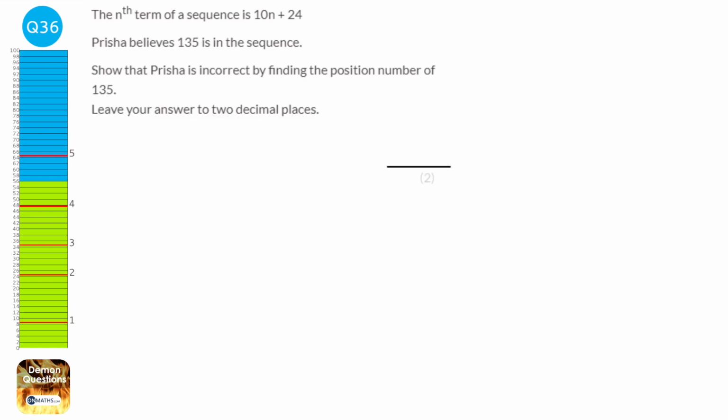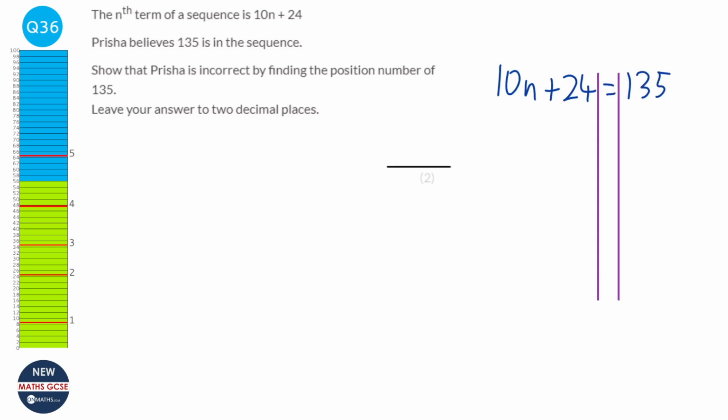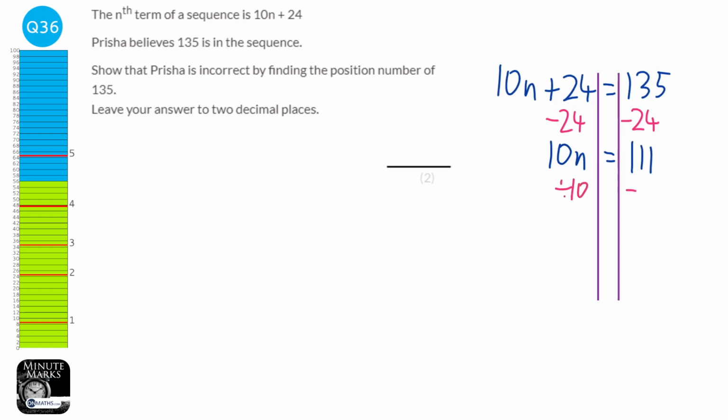To see if a number's in a sequence, we get the nth term and we set it equal to the number we think is in the sequence. And if the number is in the sequence, then we'll get an integer for n. If the number's not in the sequence, then we'll get a decimal. So we're just solving this now, and we're doing 135 take away 24, which is 111. And then we're going to divide both sides by 10, and you're probably already seeing the fact that it doesn't work exactly, because n is 11.1, which means that Prisha is wrong. 135 can't be in that sequence.